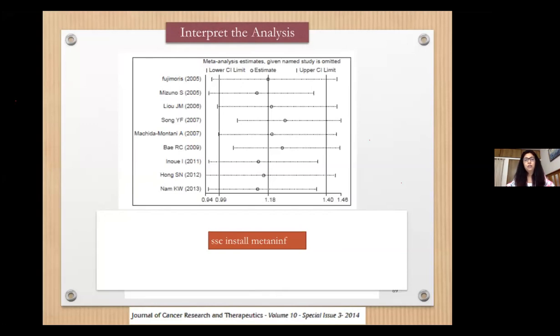So just type this in the command window and automatically the commands will get installed. Then we can do the sensitivity analysis.